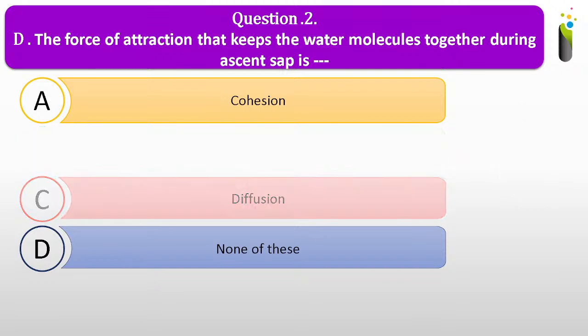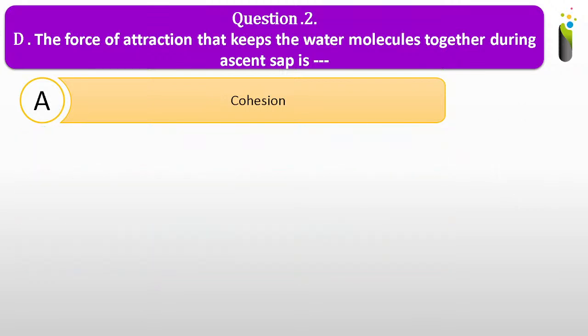And the correct answer for this question is A, cohesion. So the force of attraction that keeps the water molecules together during ascent of sap is cohesion.